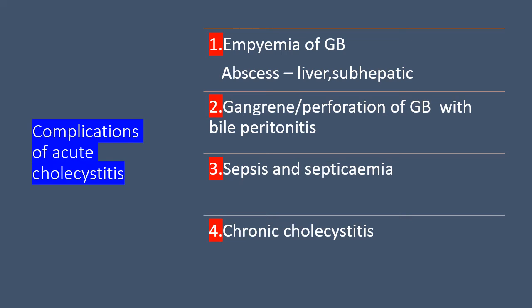Okay, what are the complications of acute cholecystitis? First, empyema of the gallbladder, where there is formation of pus within the gallbladder due to cystic duct obstruction or gallbladder outlet obstruction at the Hartmann's pouch. Perforation of the gallbladder with bile peritonitis is another serious complication of acute cholecystitis. Sepsis and septicemia related to empyema of the gallbladder, and repeated attacks leading to chronic cholecystitis.